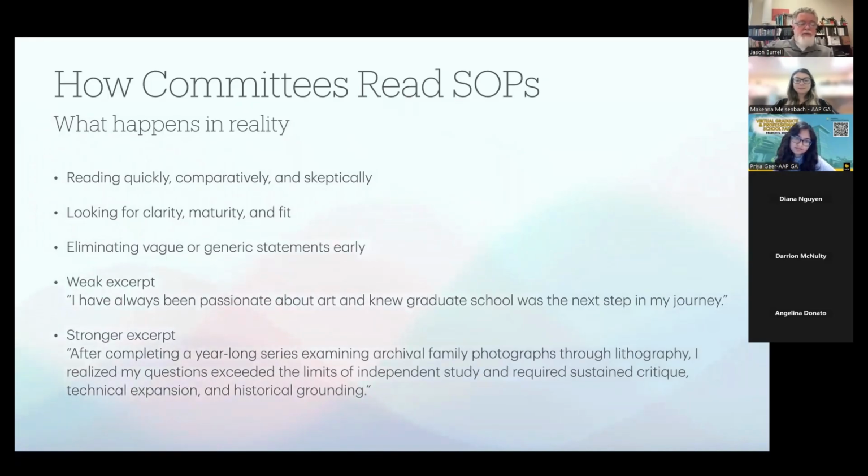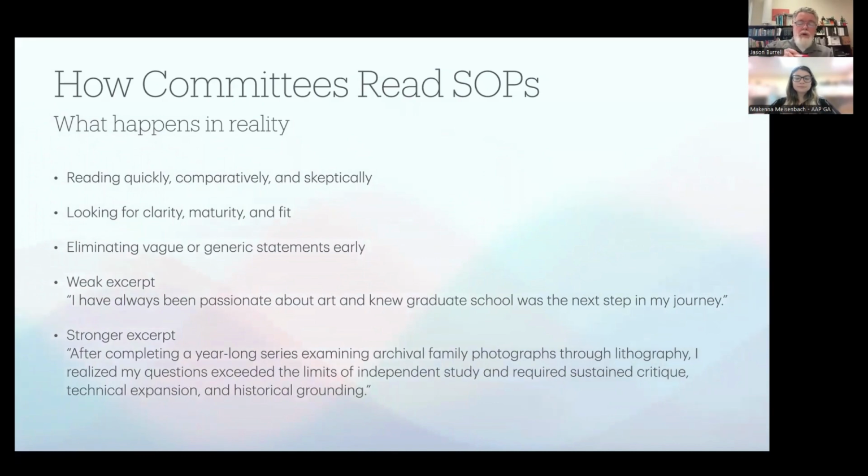And let's see how it's specific. After completing, and it's talking about what you do, not what you feel. It's talking about what you're doing, not who you want to be. So it's real. After completing a year-long series, oh, that's a flex. A year-long project? That looks great. Archival family photography through lithography. So it's very specific. Okay, you found photographs and you made lithographic prints. I know what you're interested in. I understand you have the skills of lithography, at least basically. Maybe you're good at it, maybe you're not, but it's real. And we can see how the specifics of the sentence are helpful.